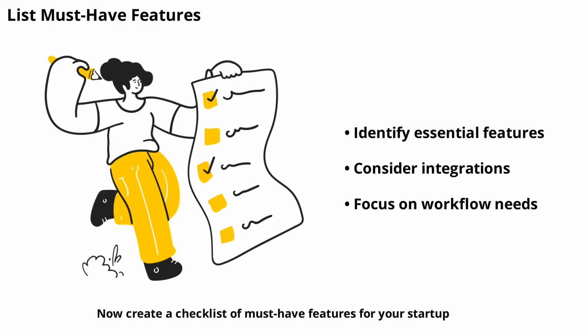Now, create a checklist of must-have features for your startup. Common essentials include post scheduling, analytics, team collaboration, content calendar, and social listening. Depending on your goals, you might also need integration with other tools, customer support features, or automation capabilities.